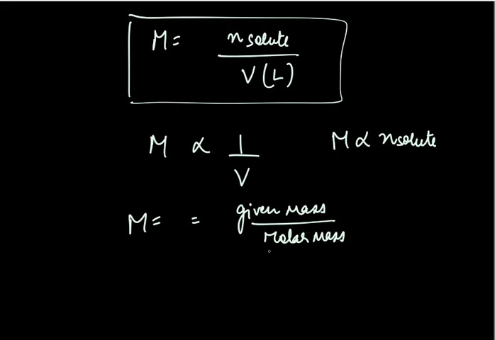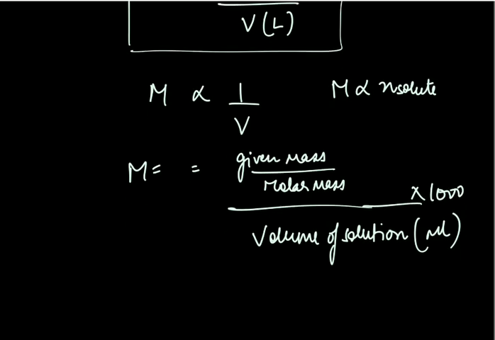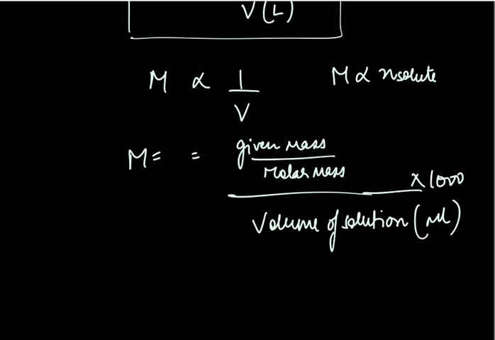If we open it, it is divided again by the volume of solution. It's not for the solvent, it's the solution, and if it is given in mL, you divide this volume by 1000. So you write it as number of moles of solute divided by volume of solution in mL into 1000. You can open the formula like this also.